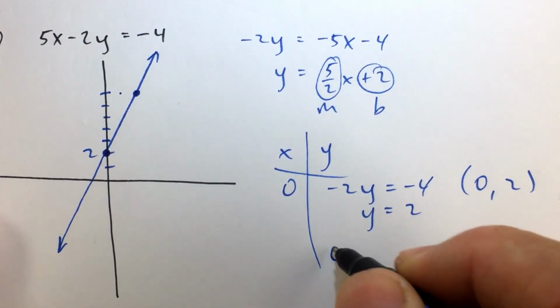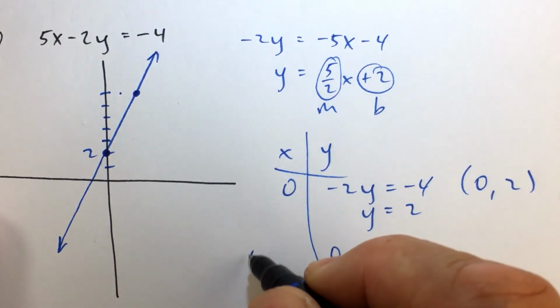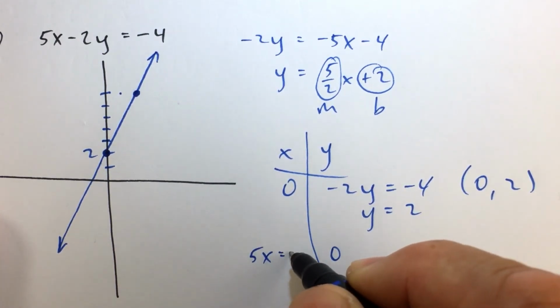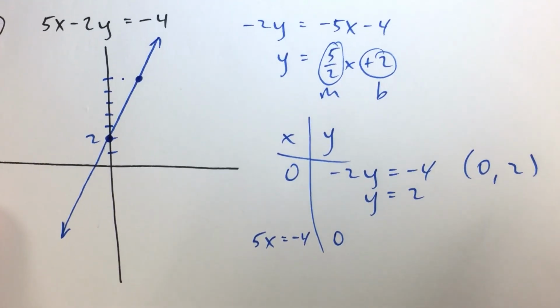You could also choose, since it's a line, you could choose a value for y. You can choose y equals 0. And if you choose y equals 0, you would get an equation involving x, and when you solve that equation, you would find where the line actually crosses the x-axis.